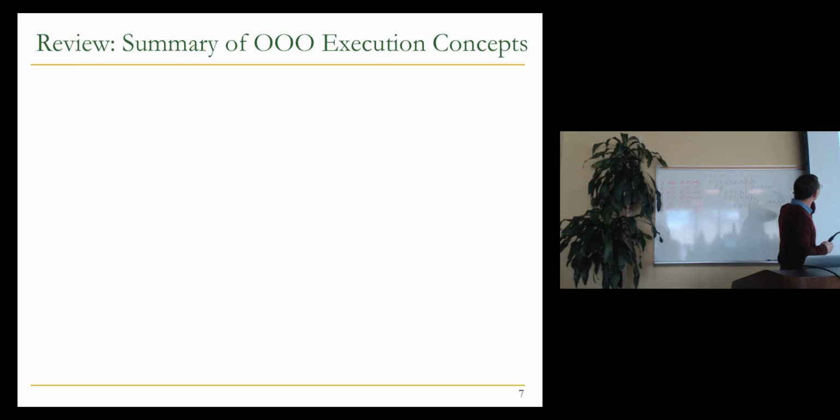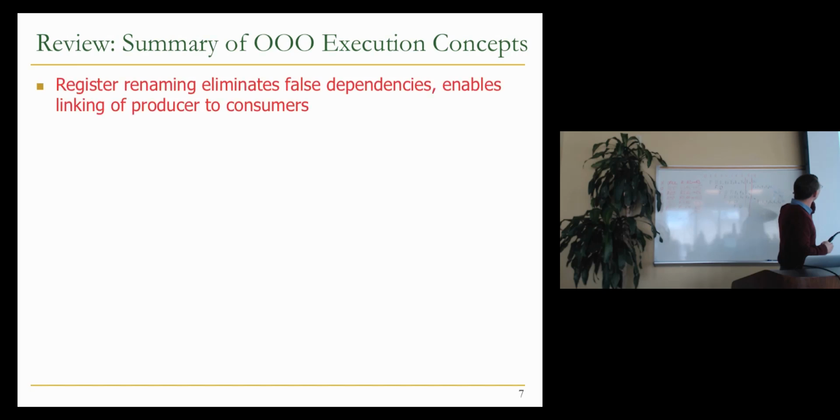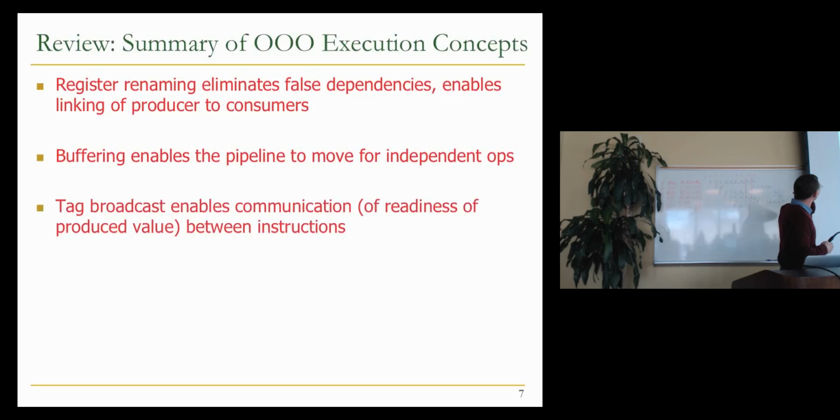And this is a summary that I ended up with. I'll briefly remind you what we talked about. Basically, we had 4 key concepts. First, we used register renaming to eliminate false dependencies and also to link producers to the consumers, right? That's how we woke up instructions, by that linkage. We buffered instructions to enable the pipeline to move forward in the presence of dependencies. Dependencies do not stall the pipeline anymore. We use tag broadcast. Remember, a functional unit broadcasts the tag of the instruction that's finishing to enable communication of values and the readiness of the produced value between instructions.